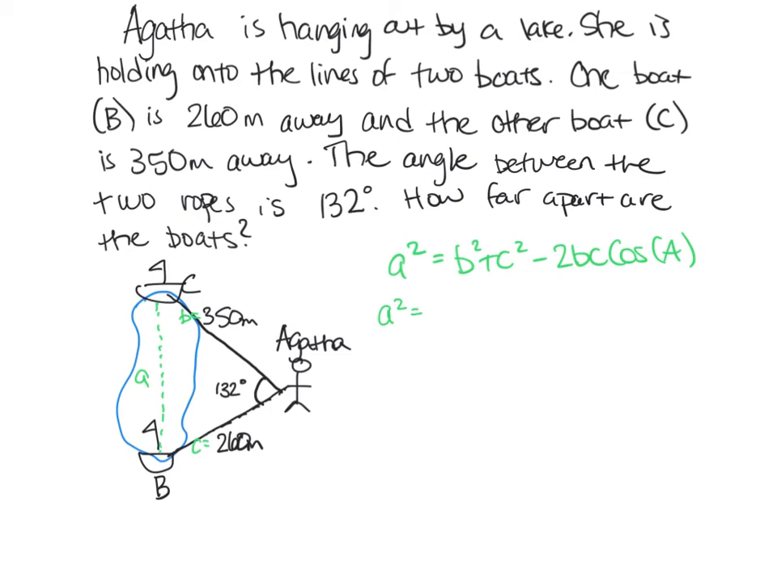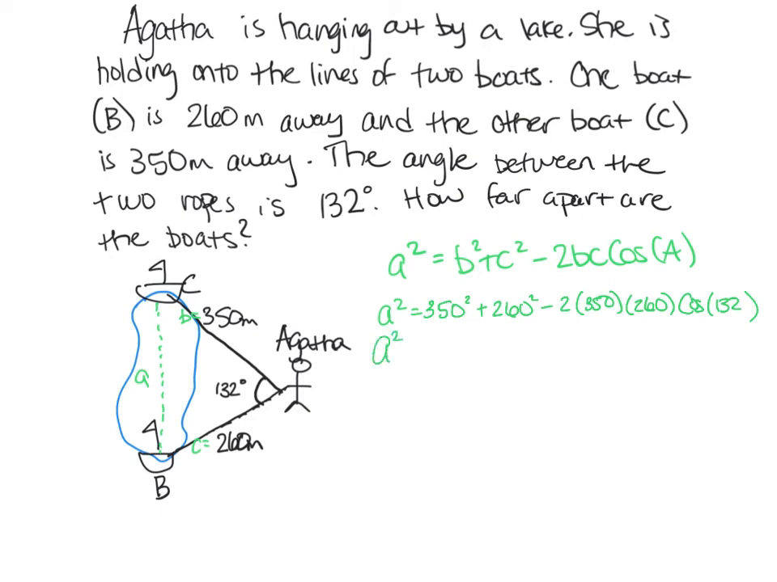So that's going to be 350 squared plus 260 squared minus 2 times 350 times 260 times cosine, not of A. We now know what angle A is. We know that that is 132 degrees. So I've taken all of my information, plugged it in, and you'll notice I was able to fill in all of the numbers on one side of my equation, which is kind of nice.